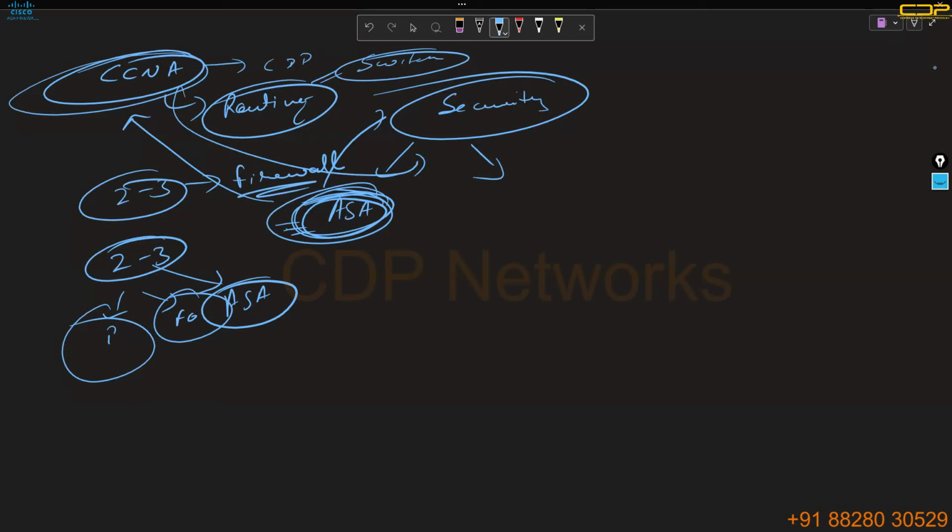After you are comfortable with these firewalls, we have other devices also. If you have to shift to the cloud, then we have AWS, Azure, all those things. In AWS also, we have firewalls, all those things. But at the end, all these things merge together. Somehow you have to start somewhere, right? So you can start from the CCNA.